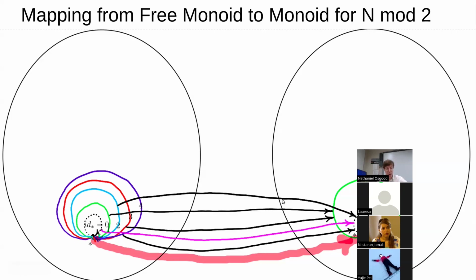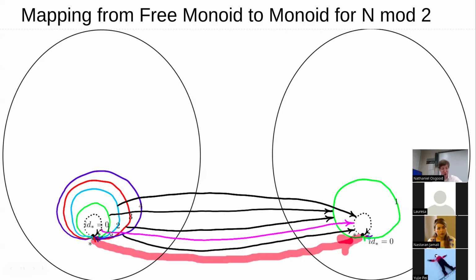If I map 1 to the right, what do I get? 1. If I map 2 over to the right, what do I get? 0. And then I compose them on the right, what do I get? So 1 and then 0 compose is 1.